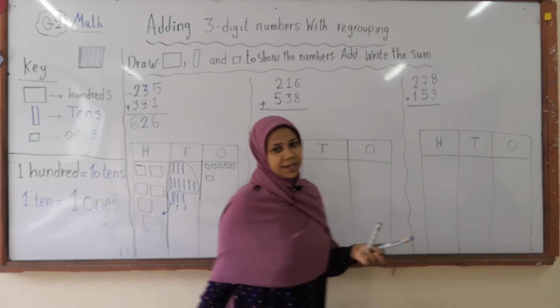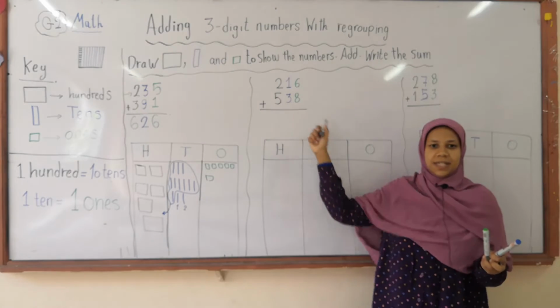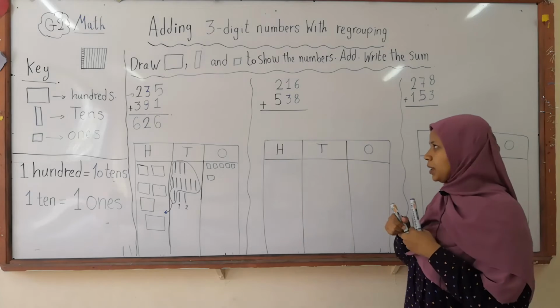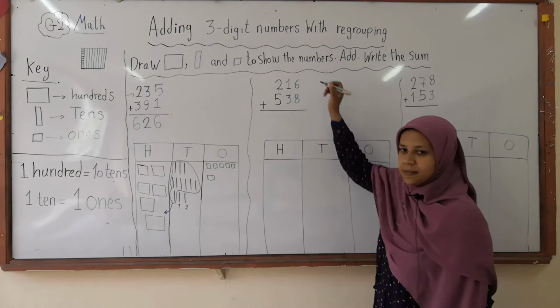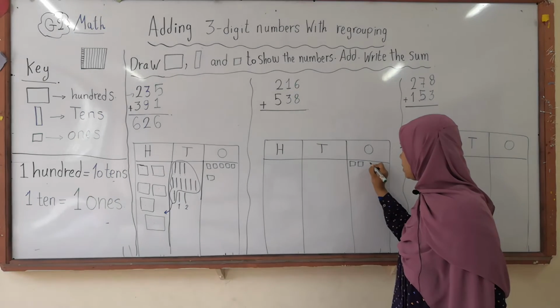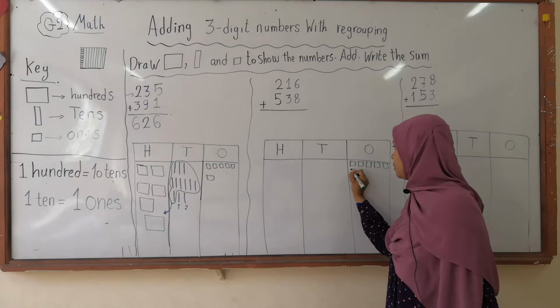The second example, 216 plus 538. زي ما اتفقنا we start with ones. هنعمل draw للونس والتنس والهندرد. How many in the ones? 6. يبقى draw small squares 1 2 3 4 5 6.